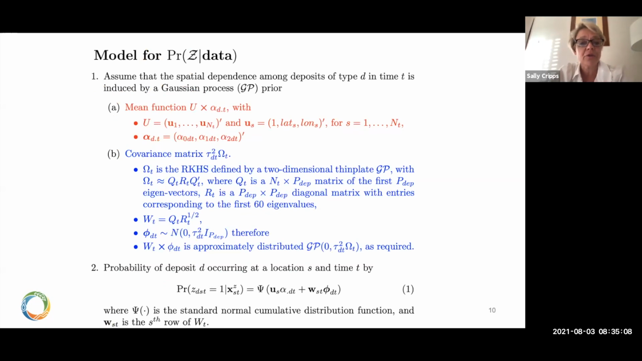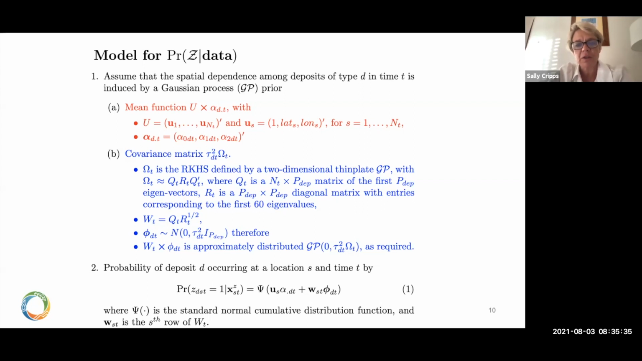Okay, so moving on to the model for the marginal distribution of the deposits conditional on the data. We are going to model this independently across time. So we're not taking the temporal dependence over time for this, and instead we're just looking at each individual time period and modeling the spatial dependence of the deposits.